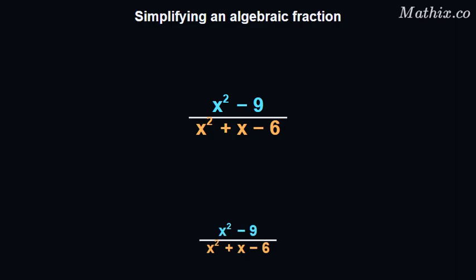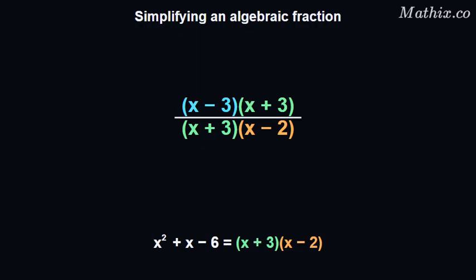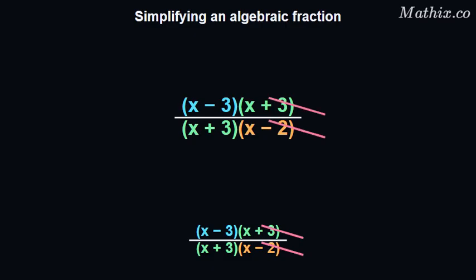We begin with the original algebraic fraction. The numerator is a difference of squares, so it factors into x minus 3 times x plus 3. The denominator factors into x plus 3 times x minus 2.